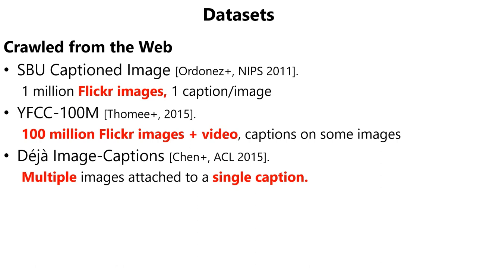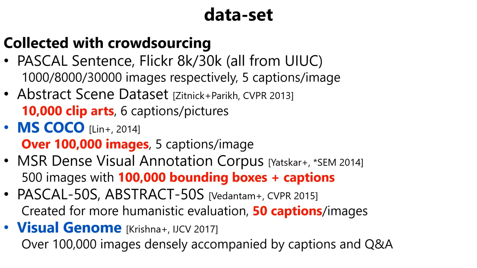Therefore, there are many datasets that use crowdsourcing to have accurate captions added to the images. In the old days, there were about 1,000 or tens of thousands of images that were manually captioned with 5 captions each. There is also a very famous dataset called COCO, in which 5 captions are manually generated for a relatively large image set of more than 100,000 images. There are various other datasets with manually generated captions, but the Visual Genome dataset is also very elaborate, with captions, Q&A, etc. added to 100,000 images in a similar manner to dense captioning.